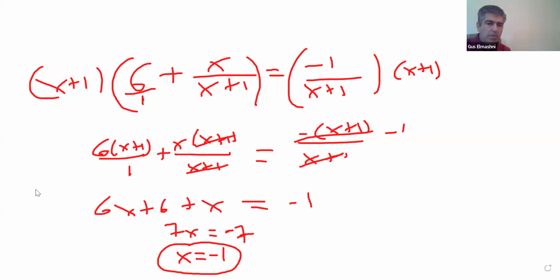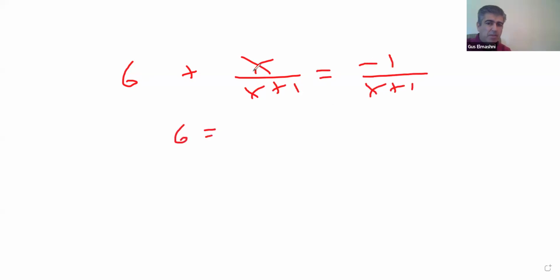Now, another way we could do it too is that when you see two fractions that already have the same denominator, let's combine them. Let's move that left side to the right side. So now it becomes one fraction like that. Now you can cross multiply.